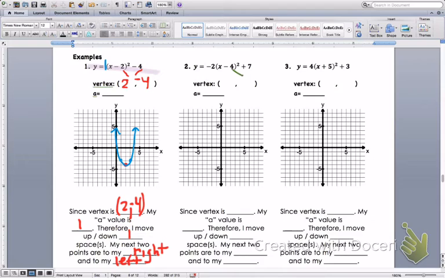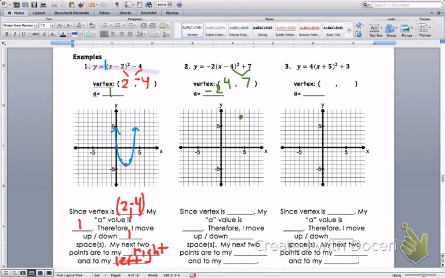Looking at our equation in vertex form, I get my vertex. Again, the opposite of H, which is inside the parentheses, is 4, and K is 7. My A value is negative 2. And I just realized I forgot to write the 1 over here. So we have our A value and our vertex, so we're going to go ahead and graph it. So 4 to the right, 7 up. That's where my vertex goes.